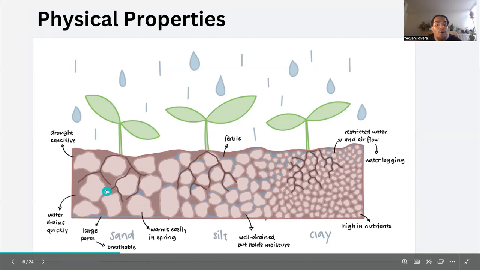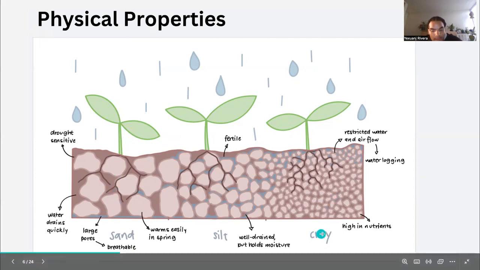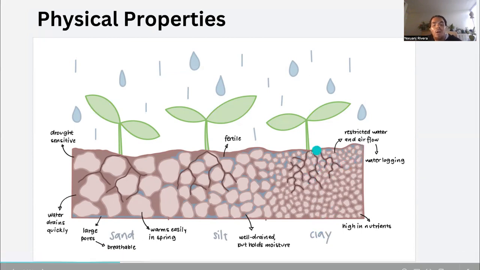So, the bigger the particle is, the easier it will be for the water to flow through it and pretty much drain. The smaller it is, so when we're talking about clay, the space between the particles is so small that the water tends to accumulate. So this is known as waterlogging.